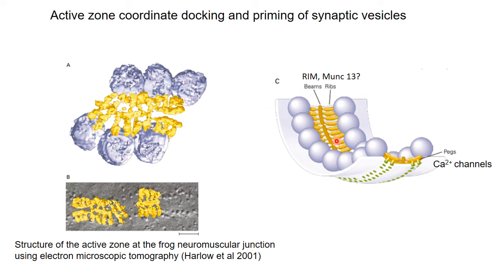The identity is really not known. These are probably RIM and Munc13 proteins. The pegs that I see are calcium channels, but again, the identity of these structures is much less known. It needs to be confirmed.